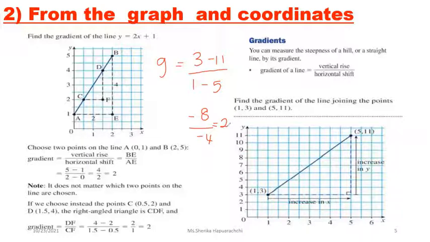There are 3 methods of finding the gradient: by using the equation, or by using the graph, or when they give 2 points, from there even, you can identify the gradient. I feel that you understood how to find the gradient, right?